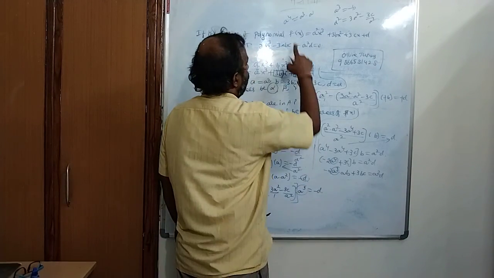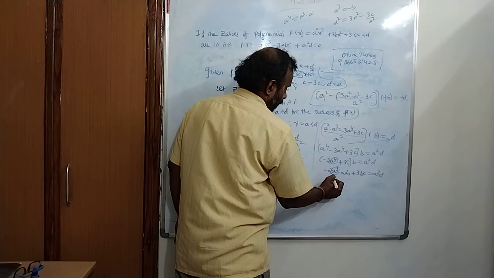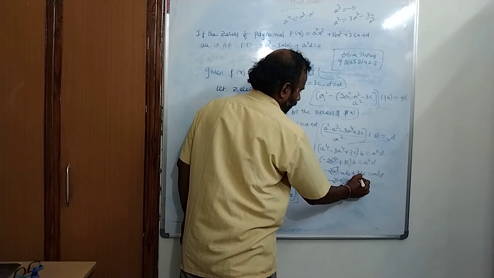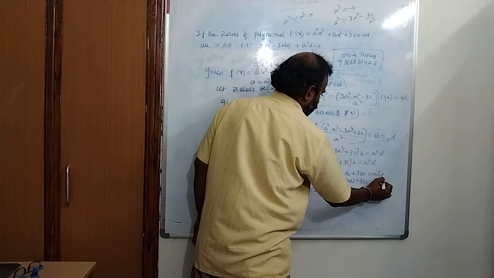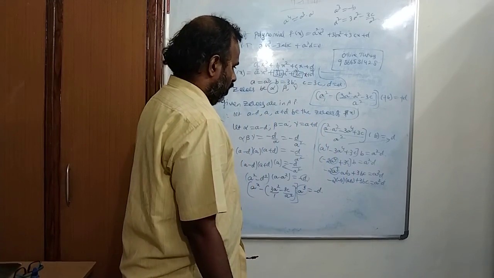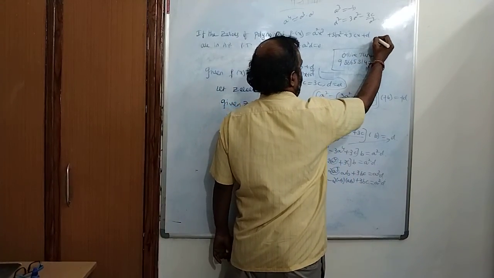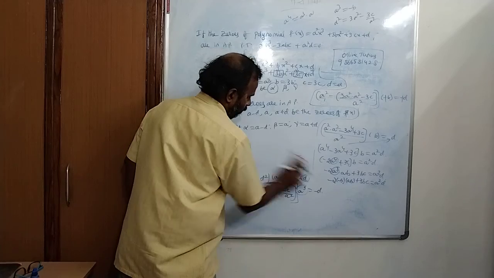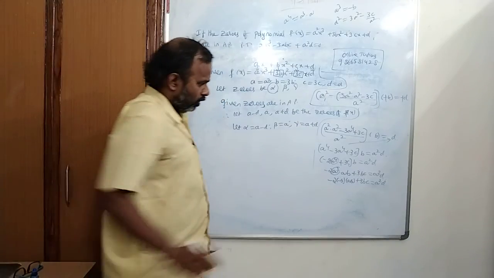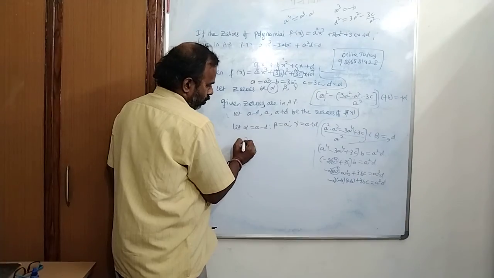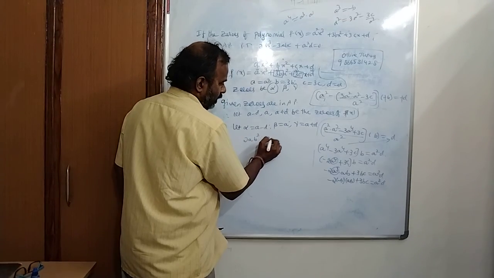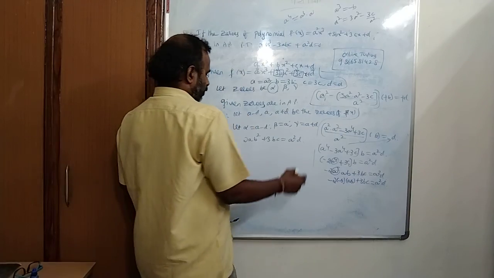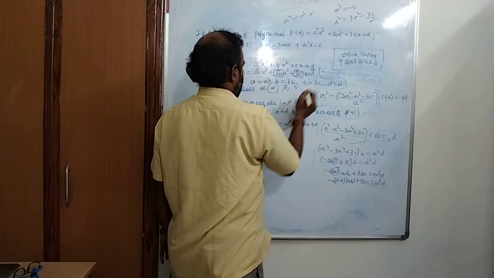Now this a cube is minus b. So minus 2 into minus b into ab plus 3bc is equal to a square d. So here from a cube we have taken minus b. Now just simplify this. It is 2ab square plus 3bc is equal to a square d.